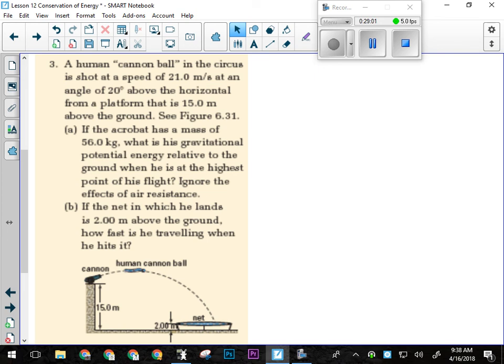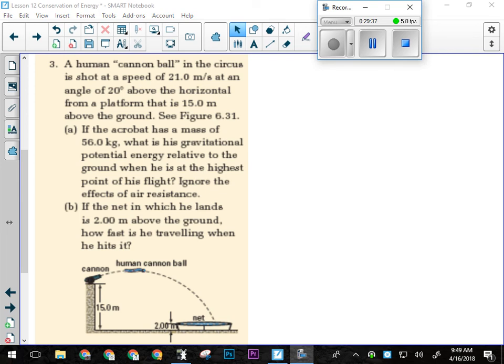Okay. And then for part B, the net he lands in is 2 meters above the ground. How fast is he traveling when he hits it? You don't need projectile motion for part B, but you do need a little bit of projectile motion for part A. So you might need to think back or look back in your notes a little bit to figure out what you need for part A. There's something that only projectile motion can give you that we need in order to solve part A.